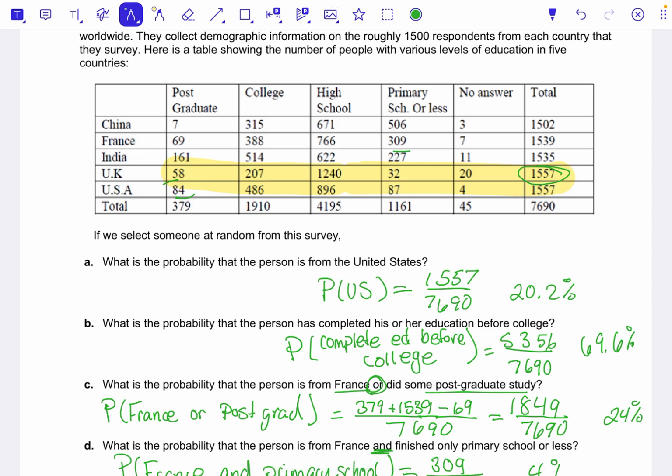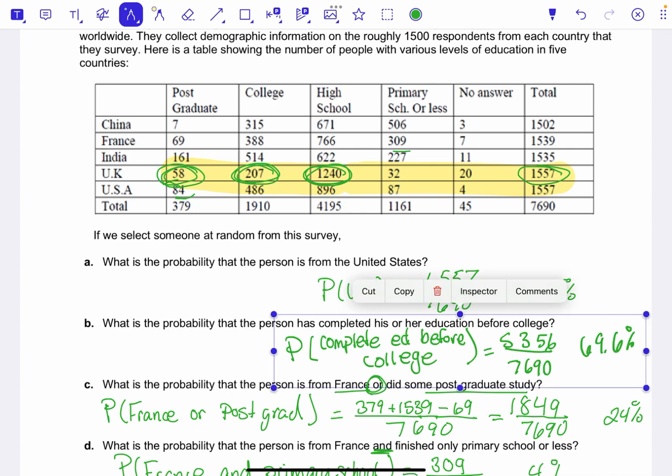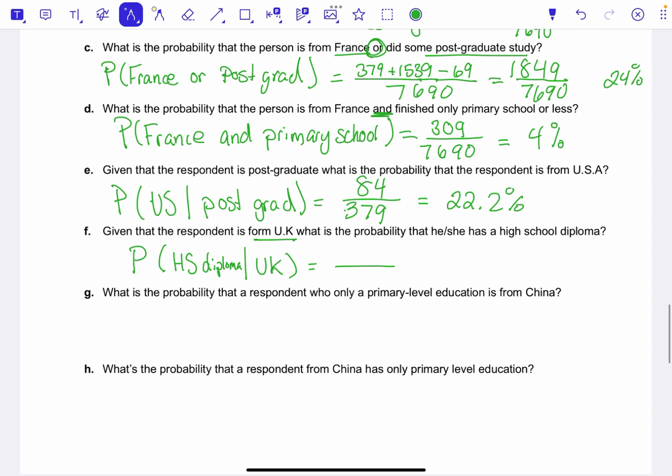And so that's 1,557, but has a high school diploma. Now that's tricky because the reality is it's not just these people who graduated from high school, but it's also the people who went to college and the people who have postgraduate. So I would actually end up adding all three of those numbers, which would get me 1,505 out of the 1,557 that are from the UK. And so 96.7% of the respondents from the UK also have at least a high school diploma.